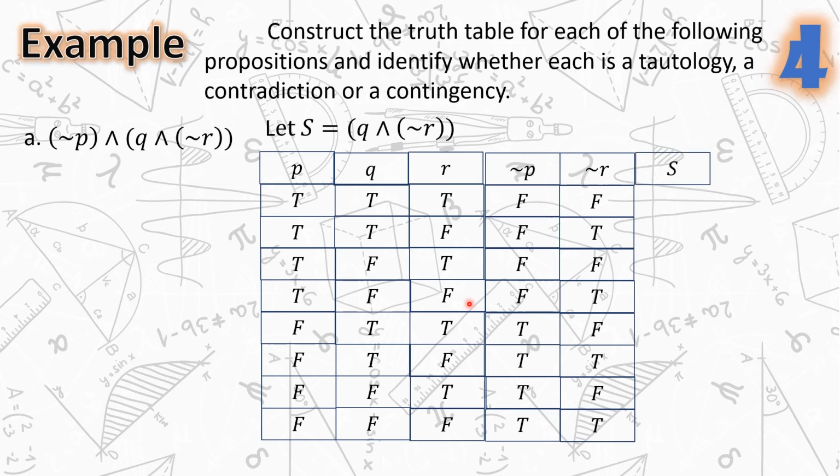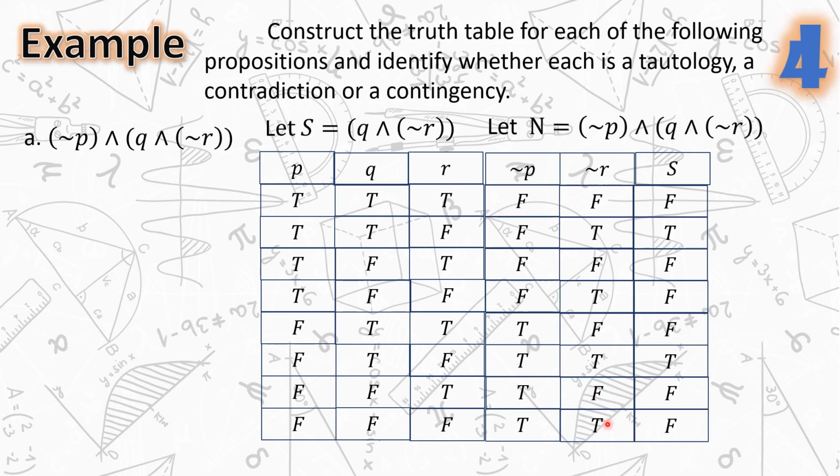For the conjunction to be true, Q must be true and not R must be true. Focus our attention at column Q and column not R. First row we have true, false, then S is false. True, true, then S is true. False, false, then this is false. False, true, this is false. True, false, S is false. True, true, S is true. False, false, S is false. False, true, S is false.